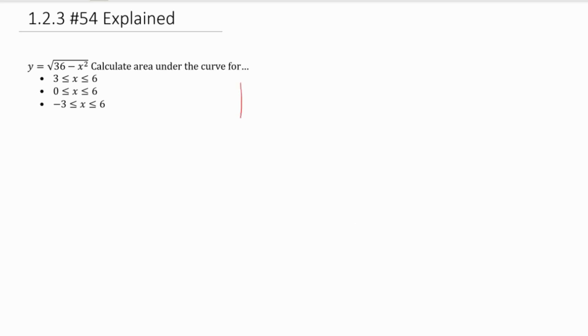As I mentioned in the graphing notes, you do need to know how to graph these kinds of things very quickly. So if you plug in 0, you get 6. If you plug in 6, you get 0. If you plug in -6, you get 0. So this is a semicircle when it's of this form, r squared minus x squared in a square root. It's a semicircle.